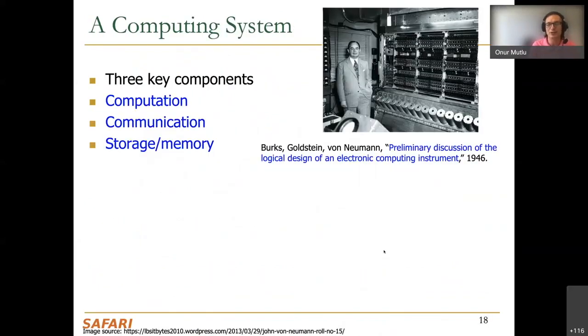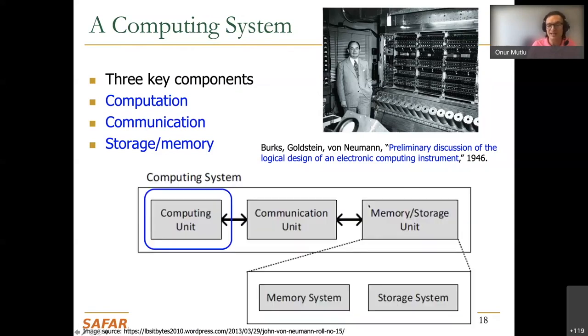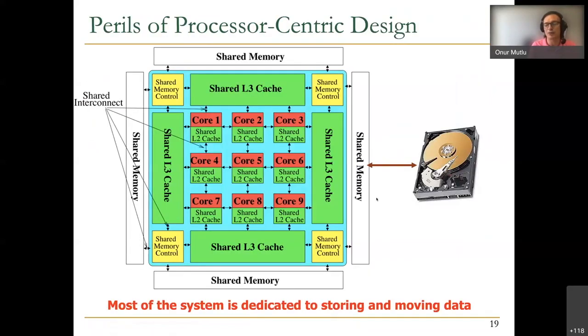And when you look at computing systems from a first principles perspective, we have fundamentally three key components: computation, communication, and storage. And we have heavily optimized the computing unit. Everything else is there just serving the computing unit, moving and storing data. And as a result, we have systems that are overwhelmingly imbalanced. We have systems that look like this.